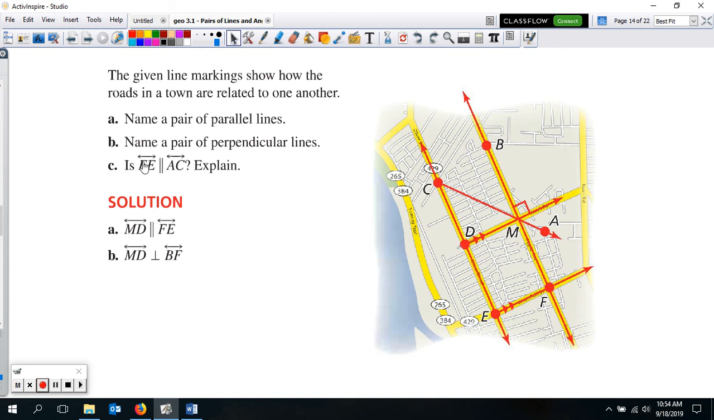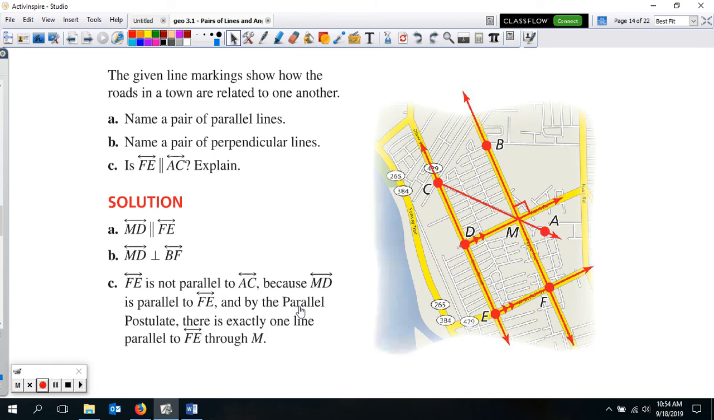And it says, is FE parallel to AC? So is this FE right here parallel to AC right there? And you could definitely see that it's not. It's definitely not parallel. They're going to eventually intersect. And so that's what we see there.